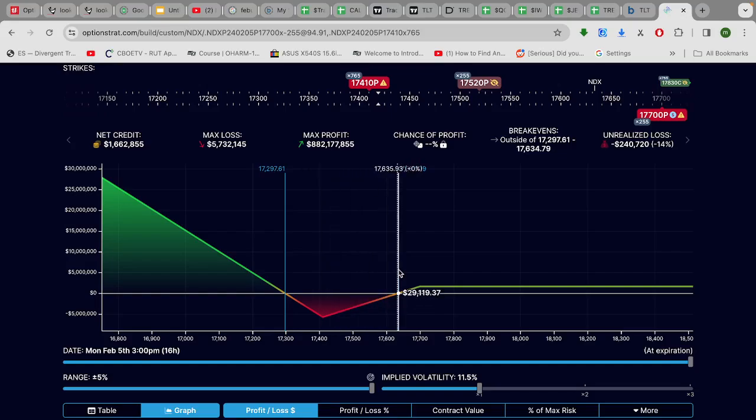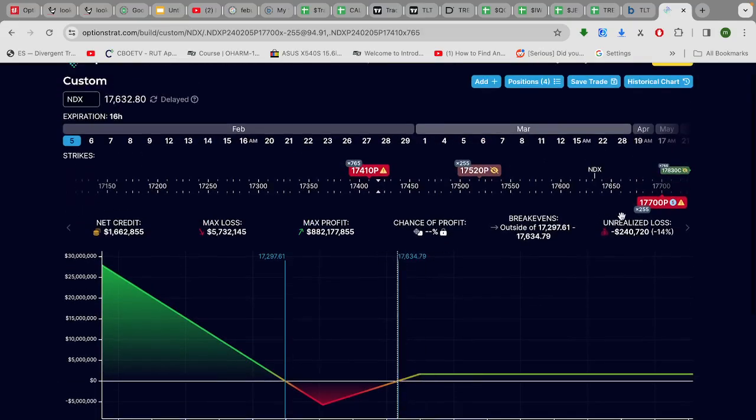So this trade isn't perfect either. But if you knew a bear market was coming, or if you suspected a bear market was coming, or not even a bear market, but you suspected a black swan was coming, this would be great protection.